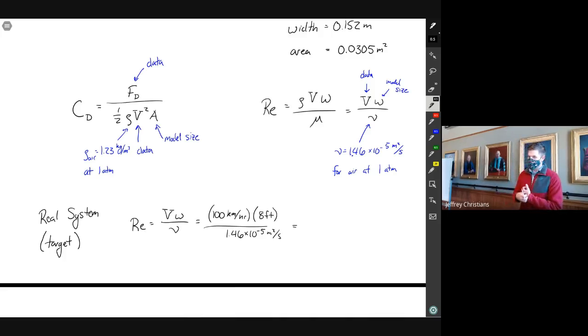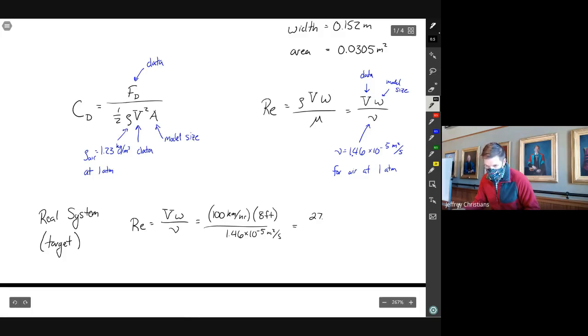So we obviously have to do some massaging of the units. So 100 kilometers per hour, there are 1,000 meters in a kilometer, 3,600 seconds in an hour. So that's 27.8 meters per second. And 8 feet is 2.438 meters.